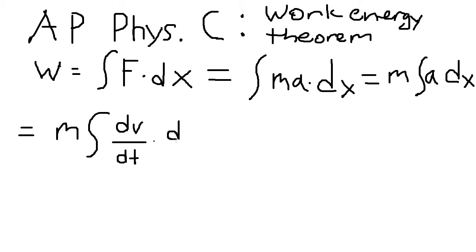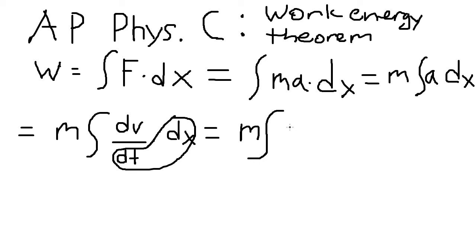times dx. But wait, if you multiply dx times this fraction over here, you can group dx and dt, and that's equal to velocity, right? Derivative of position with respect to time. So this is going to equal m times the integral of v dv.